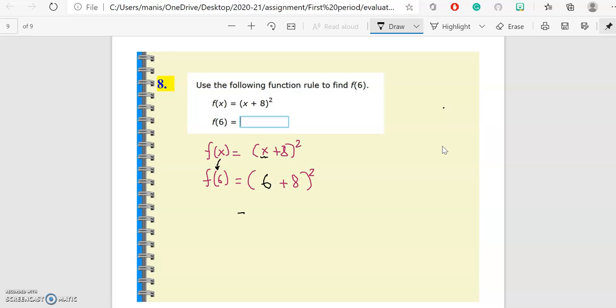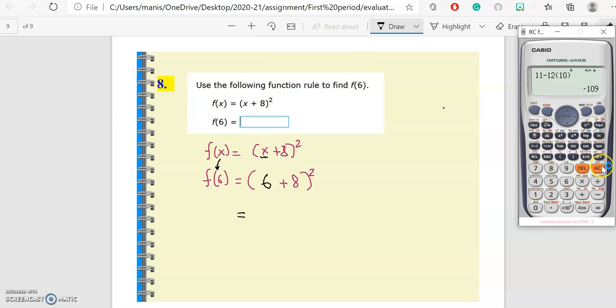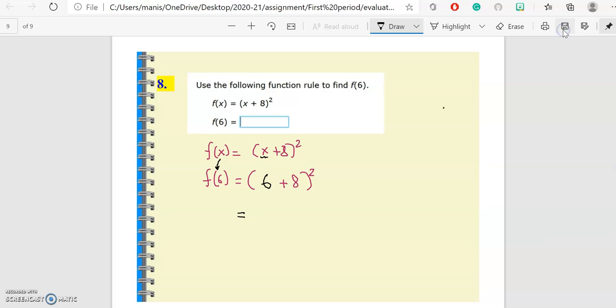Now after this you can simply use your calculator, or you can always use your mental math. So I'll write over here parentheses 6 plus 8. Now do you see this symbol? This symbol is called a square. It looks like our function over here, and I'll press the button. My answer is 196. So I can say f of 6 is equal to 196, and this is my answer for this question.